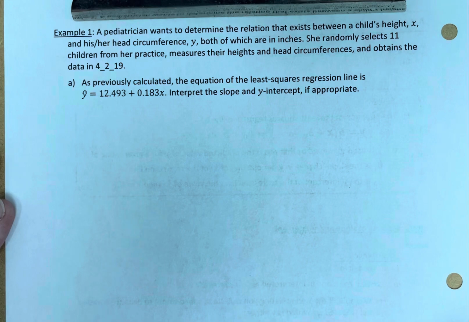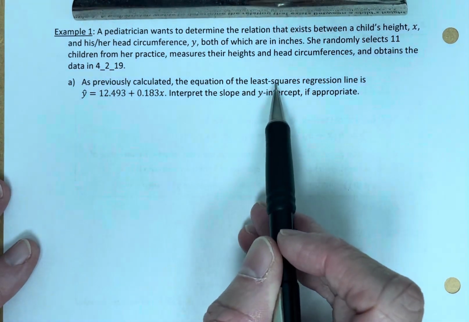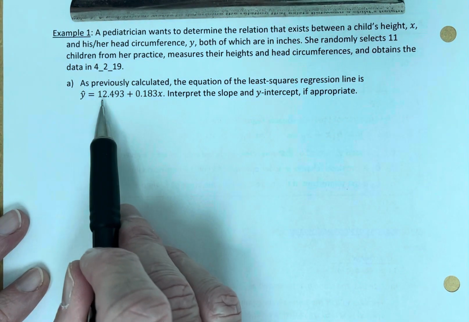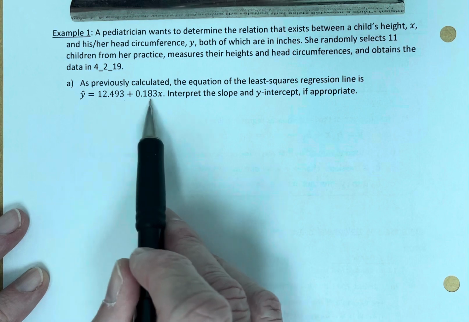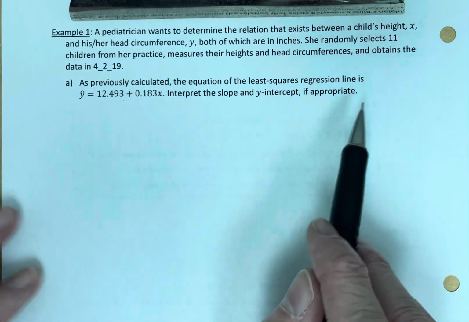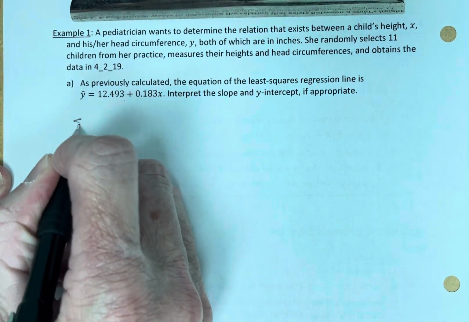Okay, as we previously calculated, we came up with the equation of the least squares regression line, and it is y hat equals 12.493 plus 0.183 times x. We want to interpret the slope and the y-intercept, if appropriate. Okay, the slope.